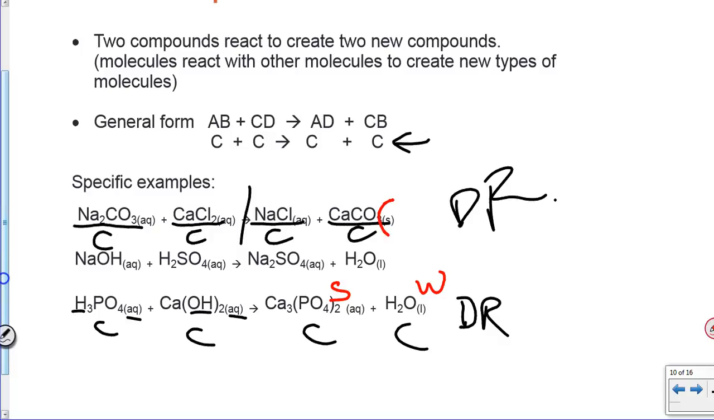I'd also like to point out this guy was a special reaction too. We had aqueous, aqueous, aqueous. One guy is a solid. If we mix a whole bunch of aqueous things and we make a solid, how would we figure out it was a solid? We'd have to use some sort of table. A table that would tell us what an ionic compound does in water. A solubility table. In this case, the calcium carbonate was actually a precipitate.